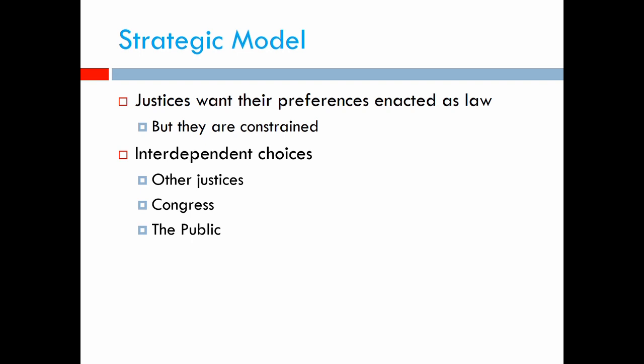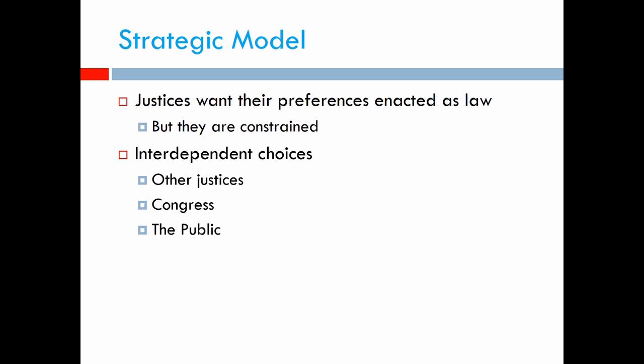If they rule a law means a particular thing, Congress can come along and pass a new law saying that the Supreme Court was wrong in how they interpreted the congressional law. And unless it's literally unconstitutional, there's nothing the court can do about that. And then again, the public can constrain the justices because it is public opinion that we should follow the courts that gives the courts their power.